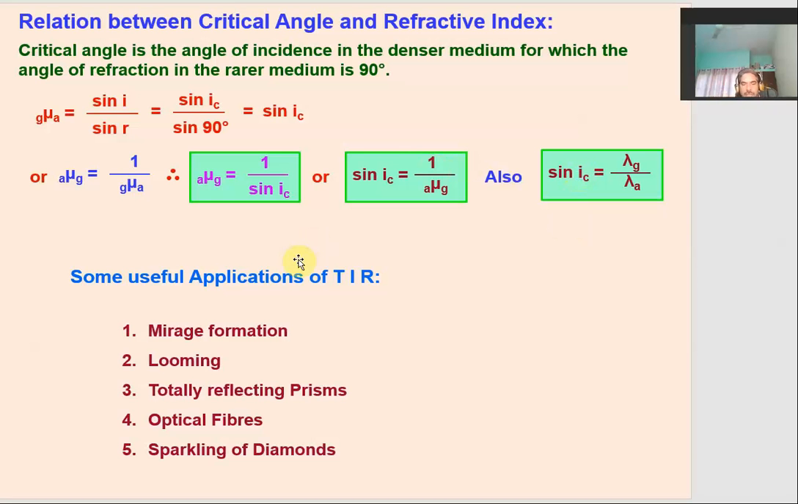There are very important meanings of total internal reflection, and its applications are very wide. It is due to total internal reflection that mirage formation and looming take place. Totally reflecting prisms are made for optical devices like binoculars or telescopes, right? Also optical fibers and the sparkling of diamonds. All these phenomena happen only because of total internal reflection. We will take them one by one in our coming classes. Thank you.